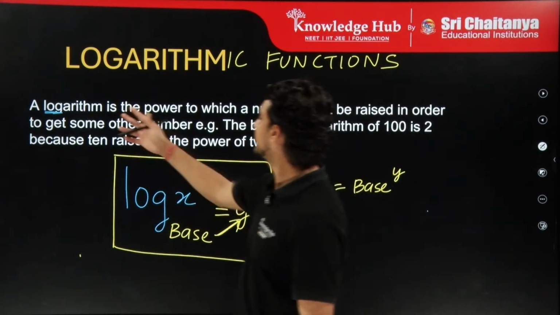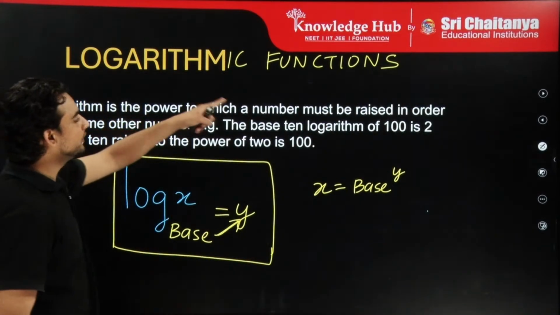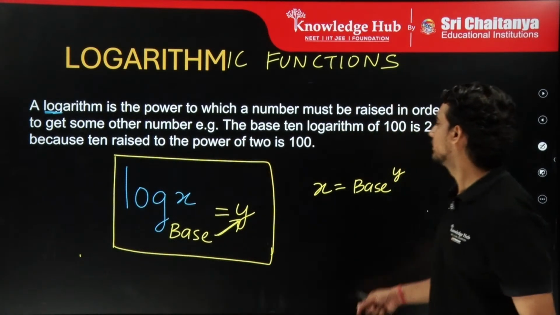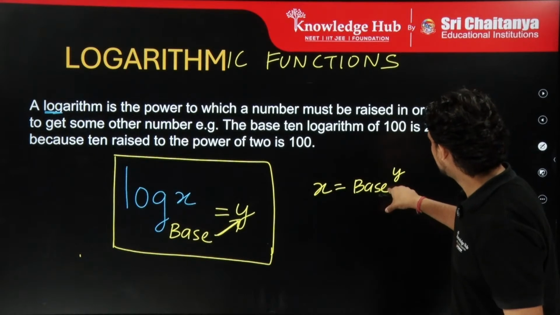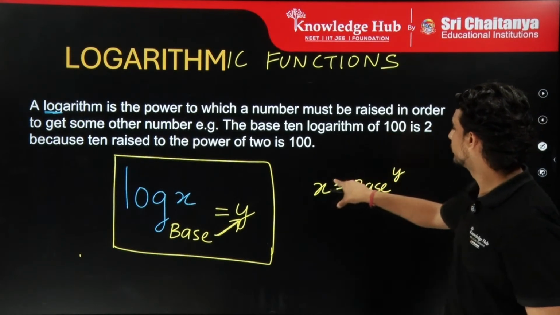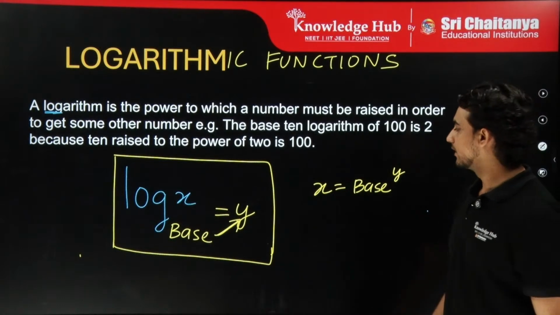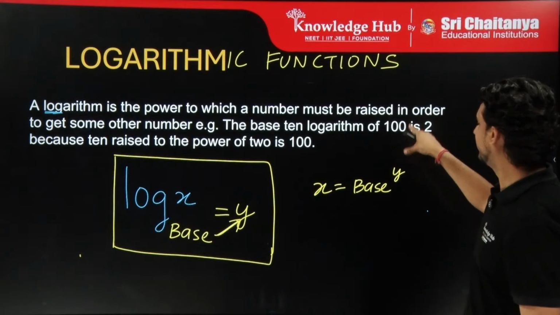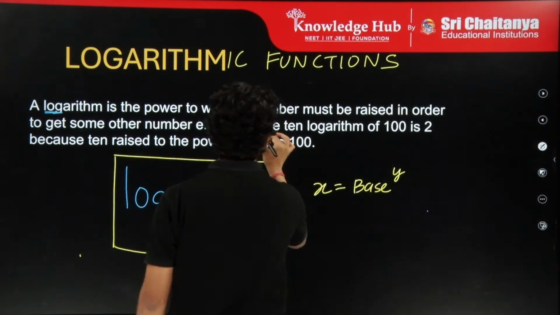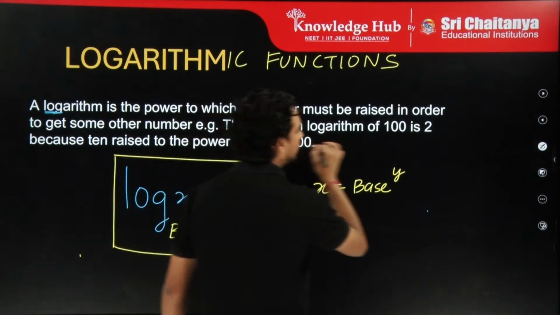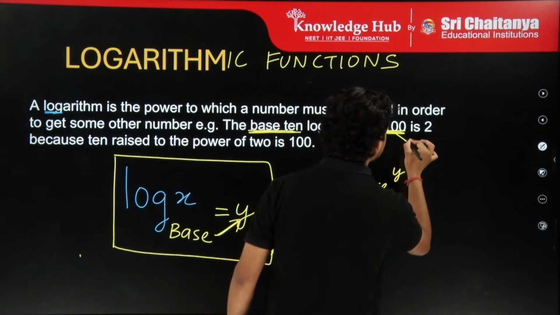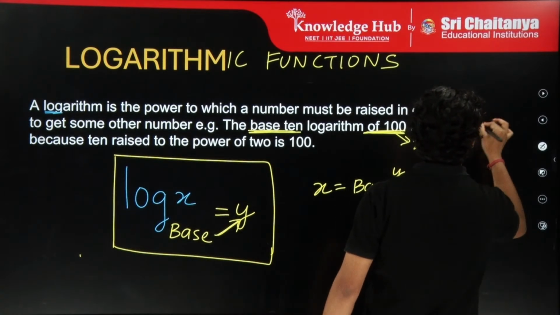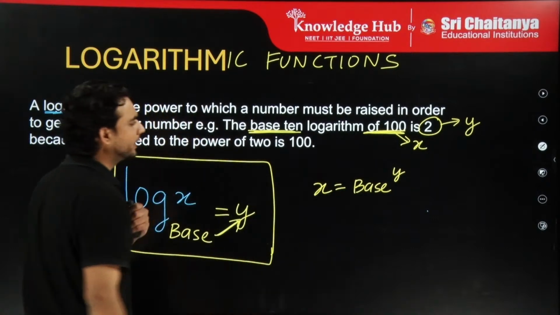So now let's read this again. The log is the power to which a number must be raised in order to get some other number. This is my base, to which I have raised some value to get some other number. Now the base 10 log of 100: what is the base? Base is 10. What is 100? 100 is my x here. And what is y? y is 2.